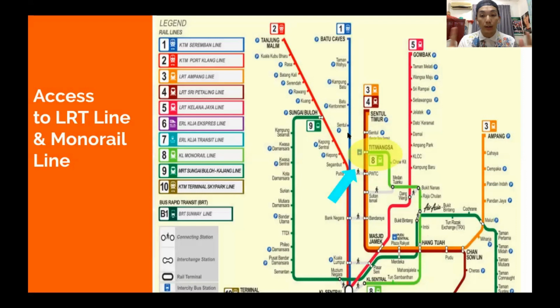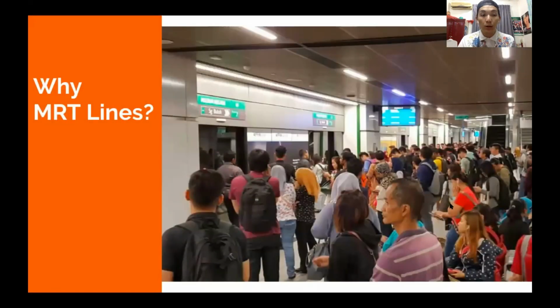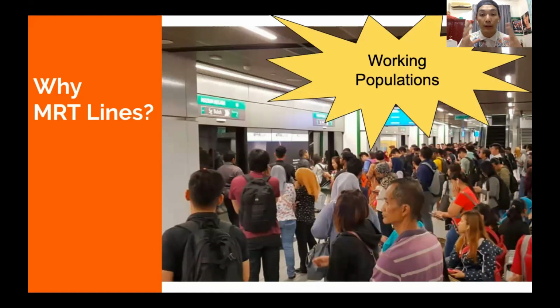So this is the Klang Valley railway lines map. What we highlight here is the Titiwangsa station, where you have monorail, where you have LRT, and you have MRT Line 2 coming up. So why is it MRT lines? Because of working population, people will just take MRT to working hotspots like KLCC, TRX. People won't spend so much time stuck in a jam and paying expensive parking. So MRT lines is very important and very significant.